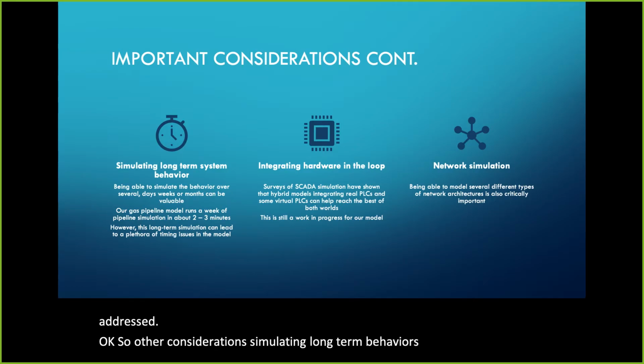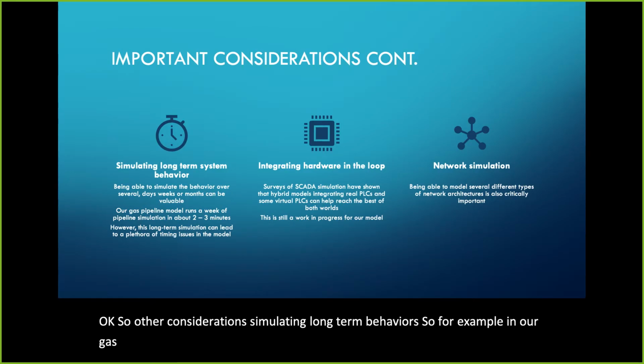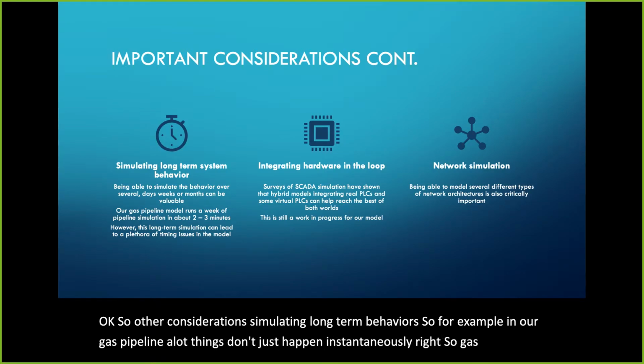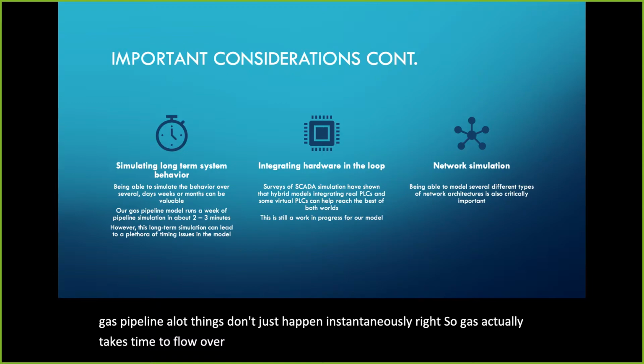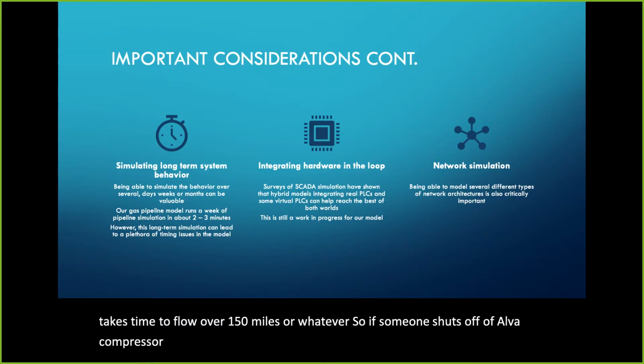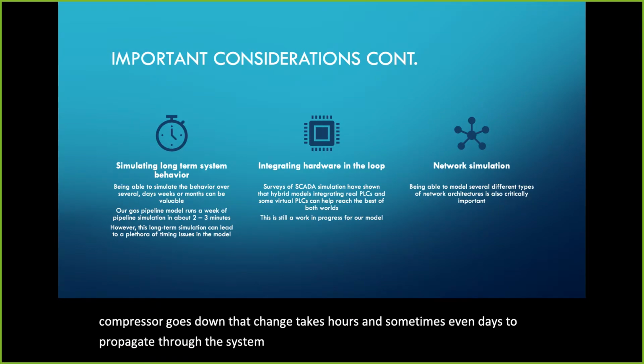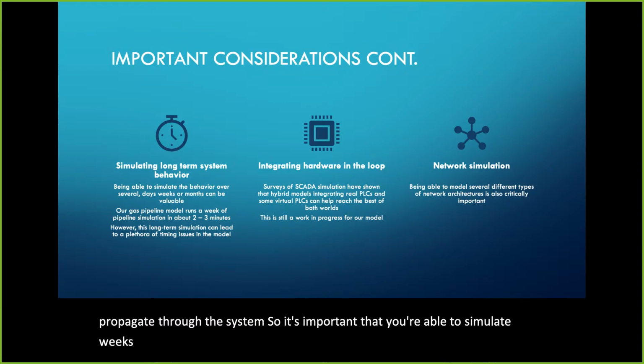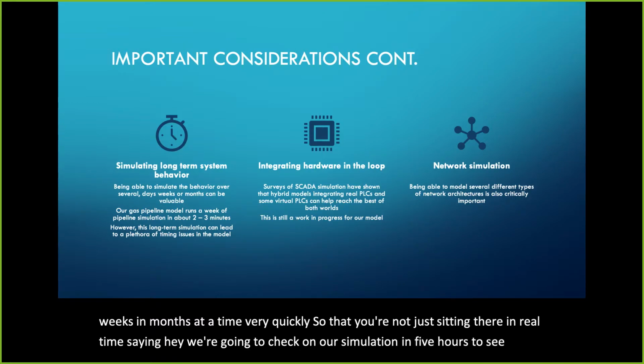Okay, so other considerations, simulating long-term behaviors. For example, in our gas pipeline, things don't just happen instantaneously, right? Gas actually takes time to flow over 150 miles or whatever. So if someone shuts off a valve or if a compressor goes down, that change takes hours and sometimes even days to propagate through the system. So it's important that you're able to simulate weeks and months at a time very quickly, so that you're not just sitting there in real time saying, hey, we're going to check on our simulation in 5 hours to see what happened, right? Of course, there are some issues with this in our simulation now.